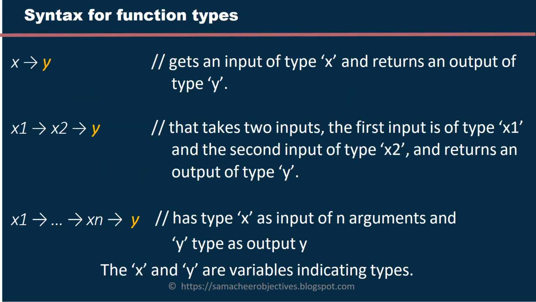Then the syntax for function types. As I have told you earlier, a function can have any number of inputs or no inputs, but it should return only one value. The output will be only one. It should be a concrete real output, but only one output. So here one input and one output. Here two inputs, but the output will be only one. And here x1, x2, x3 till xn. It takes n number of inputs, but the output will be only y.